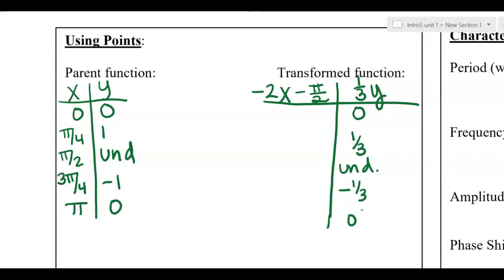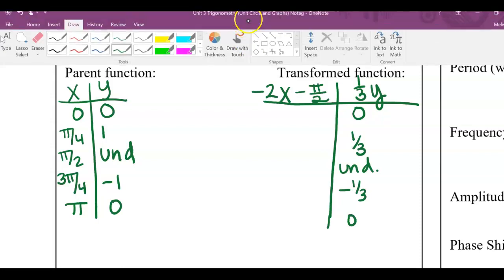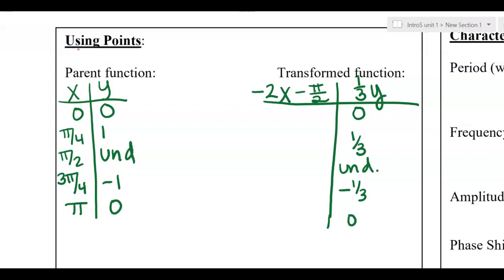And now with each of these other values, I'm going to multiply them by -2, and then subtract pi over 2. So 0 is okay. Most people are getting that one right. That times 0 would be 0. 0 minus pi over 2 is negative pi over 2.